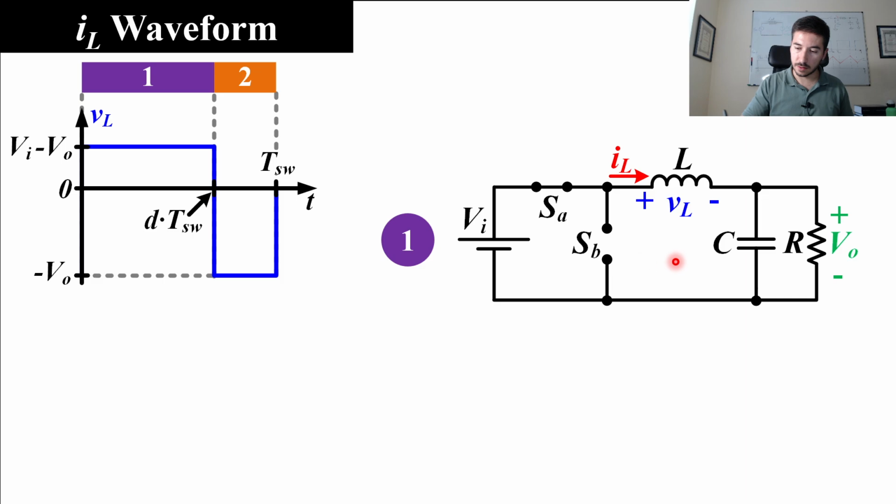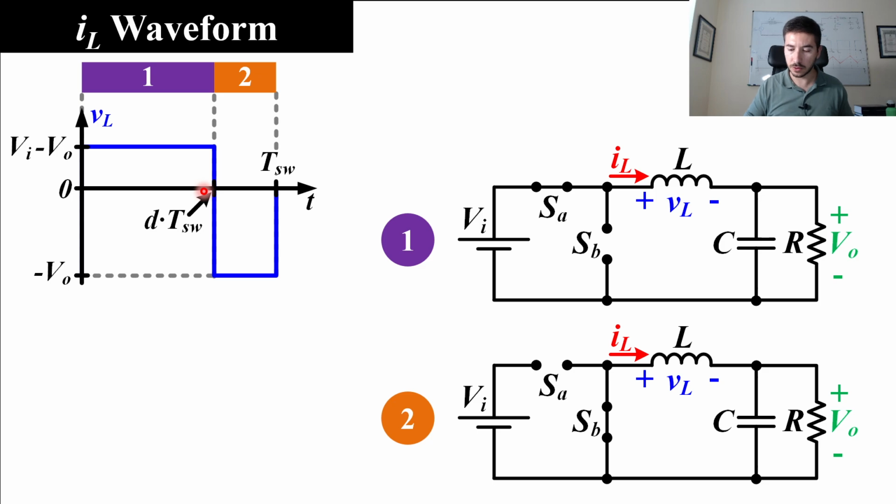Remember, in state 1, we turn on switch A, and we turn off switch B. As a result, VL, the voltage across the inductor, was VI minus VO. And we keep this scenario from time equal to 0 to D times T switch. D is the duty cycle, T switch is the switching period. And remember, in state 2, we turn off switch A and we turn on switch B. As a result, the voltage across the inductor is minus VO. This is the situation that we have here.